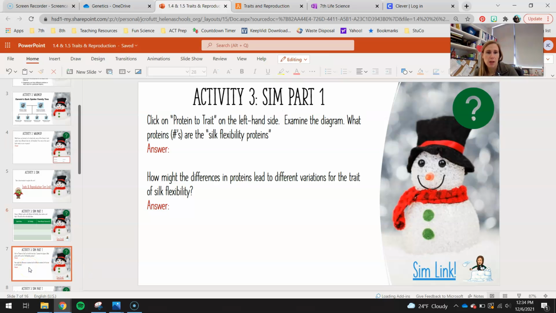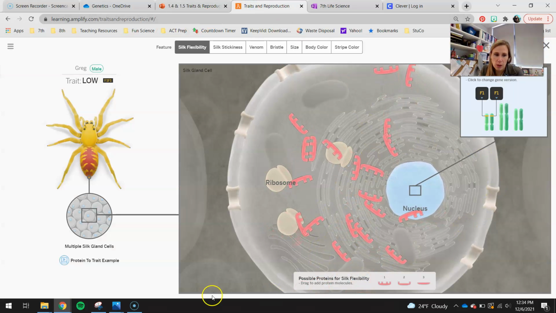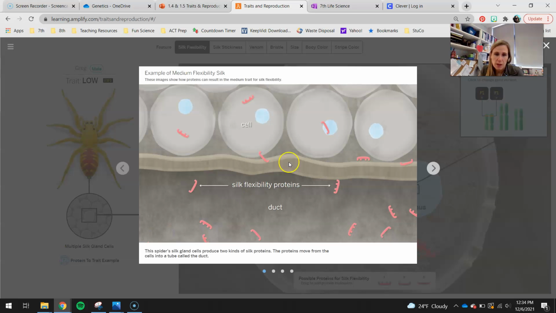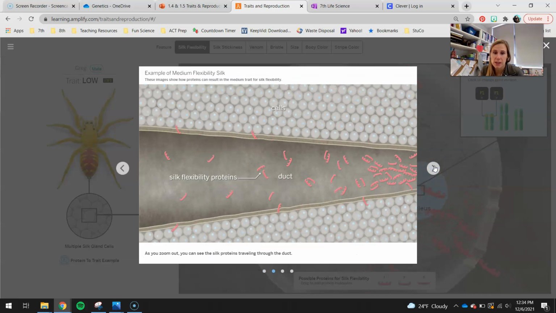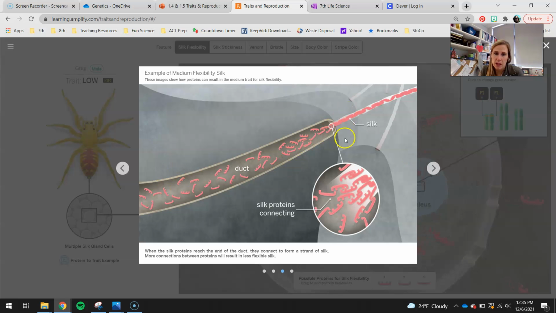Once you're done with that part, click on protein to trait on the left-hand side and examine the diagram. Go to the protein to trait example. You can scroll through this and read about how the proteins get into the cell and how they influence the flexibility. They're produced in the cells, go into the duct of the spider and its little spinnerets, and then come out of the spinnerets. You can see how those proteins snap together. You can zoom in and see how they snap together, similar to the connects you used in class yesterday to form a strand of silk.